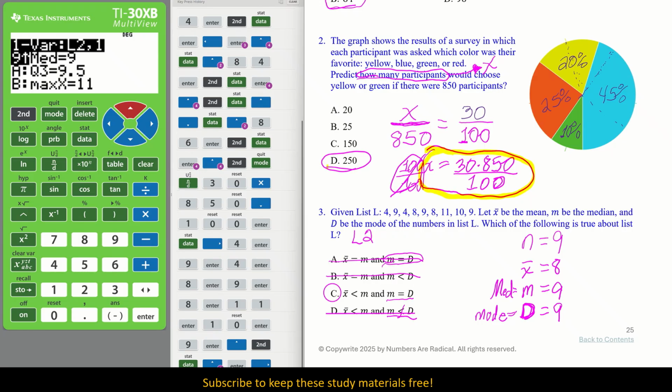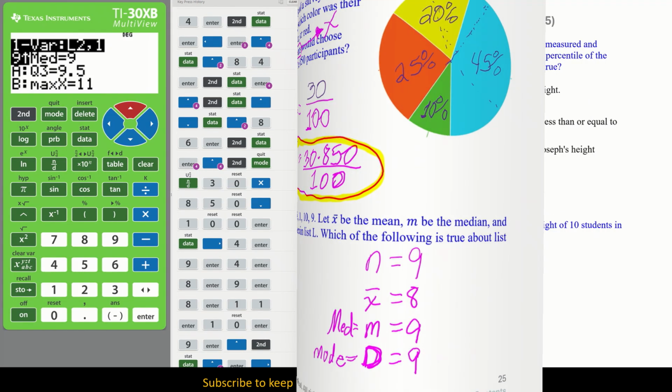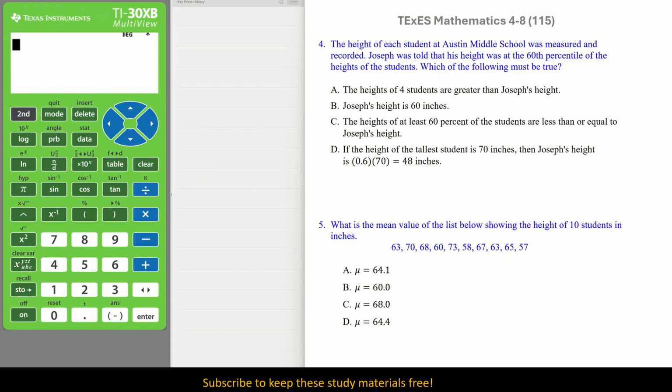Okay, going to number 4. Number 4, the height of each student at Austin Middle School was measured and recorded. Joseph was told that his height was at the 60th percentile of the heights of the students. Which of the following must be true?